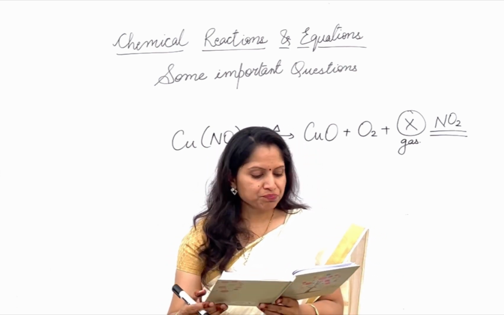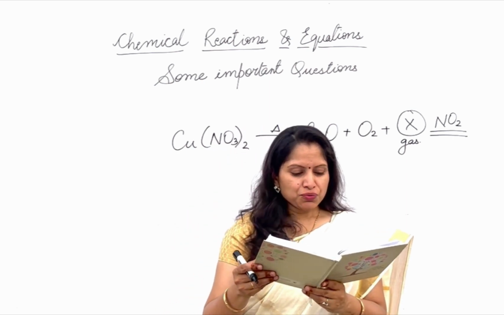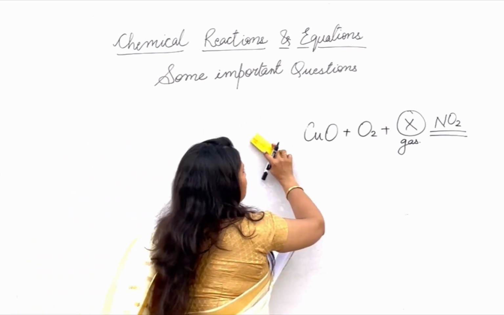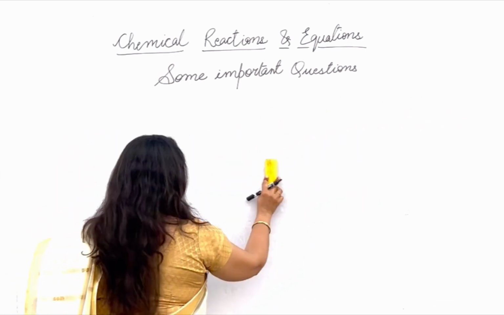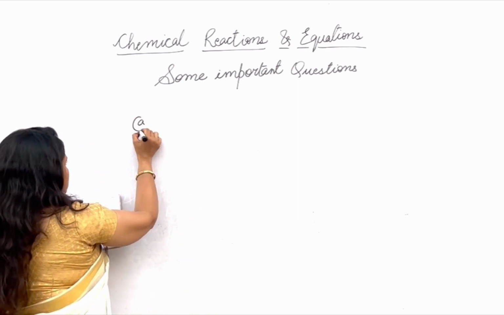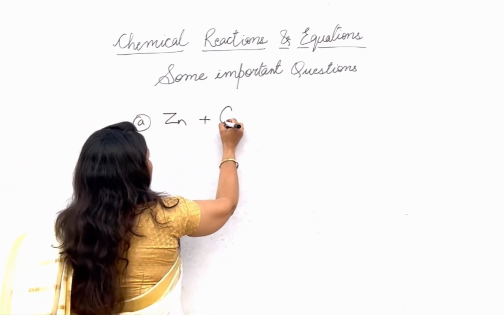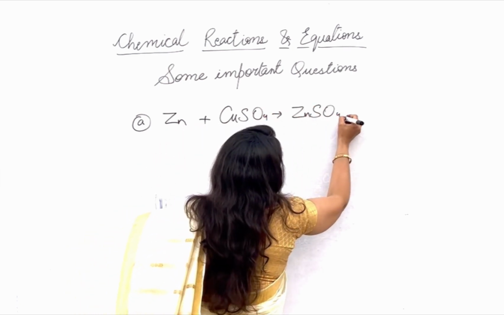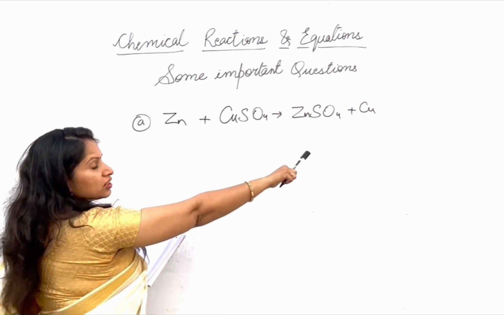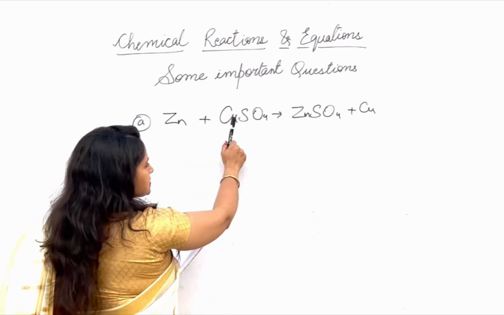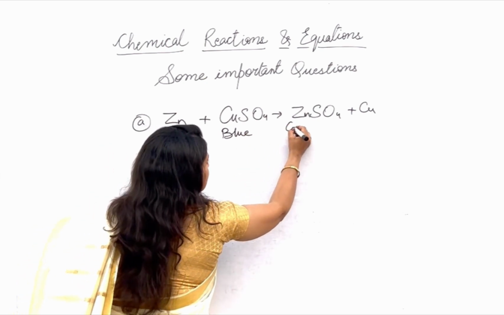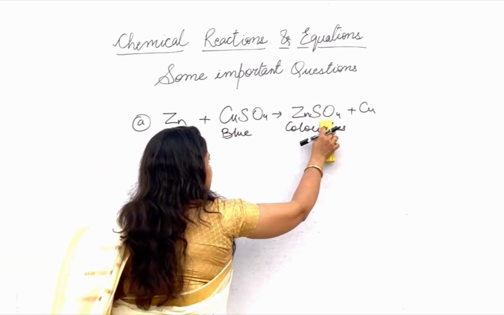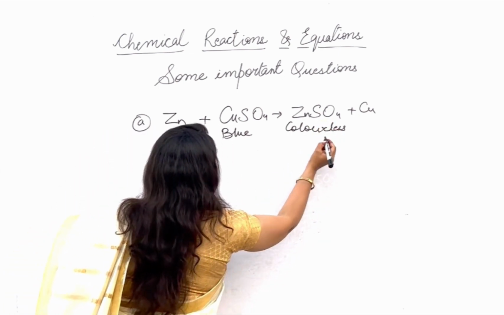Okay. Now the last question, which of the following reactions is not possible? That is also based on displacement reaction only. I'll be writing 4 reactions. Tell me which one of them is not possible. Zinc combines with copper sulfate to form zinc sulfate and copper. The solution color will be changing. It will become colorless. This is blue and this is colorless.